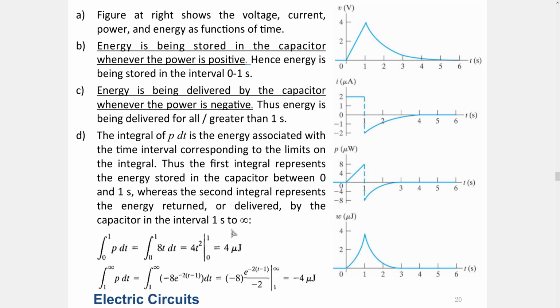If we add them together, we obtain 0, which is expected because the total energy stored and restored must be 0 by the rule of conservation of energy. So the total energy is basically 0, and it makes sense, as you can figure out.